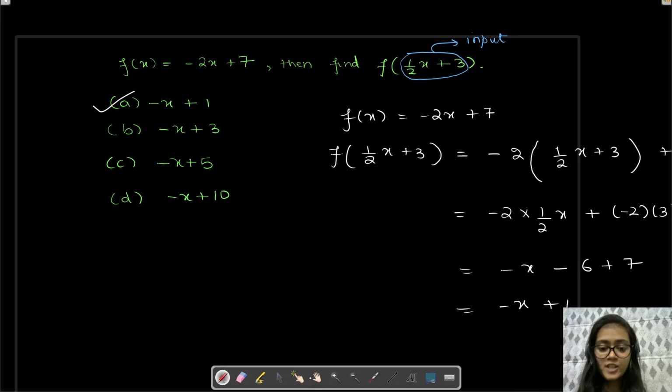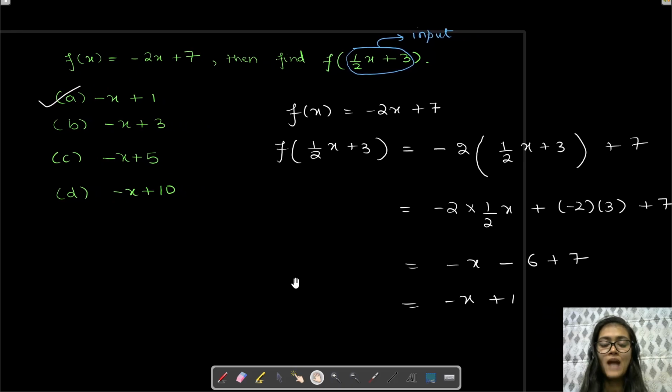So this is the first question type that can be asked on SAT Math. They will give you the function and they will ask you to find out some output for a specific input. So don't worry, just input that number inside the definition of the function.